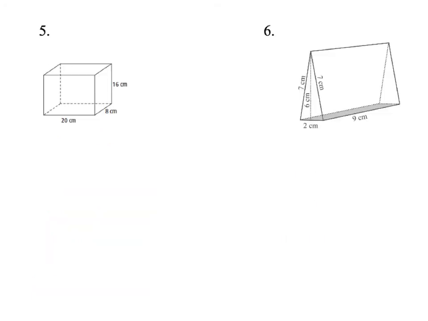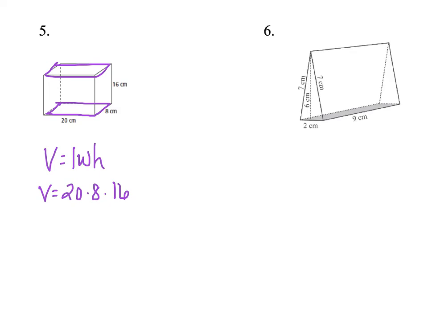Find the volume of prism number 5. So 5 is a rectangular prism, since its base is a rectangle, which means my formula is going to be length times width times height. So 20 times 8 times a height of 16. Multiply it all out, and we get a volume of 2,560 cubic centimeters.